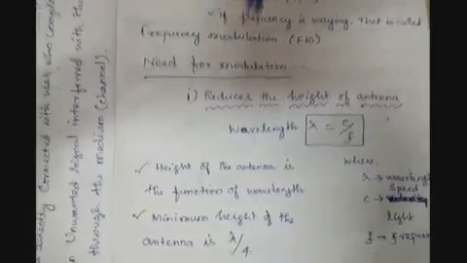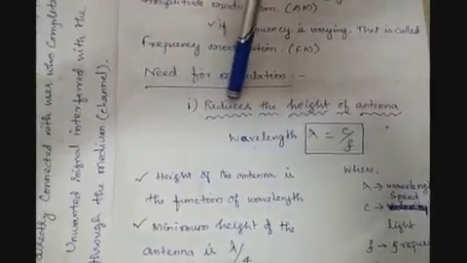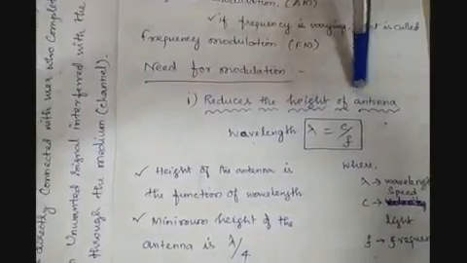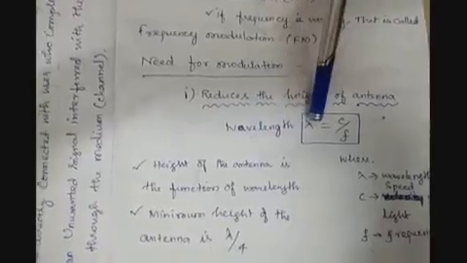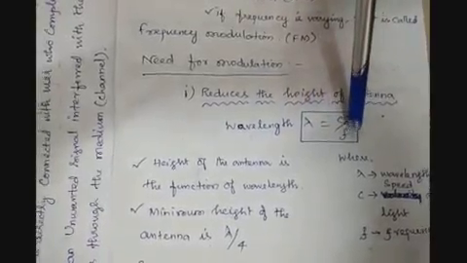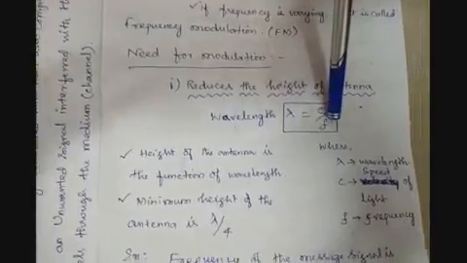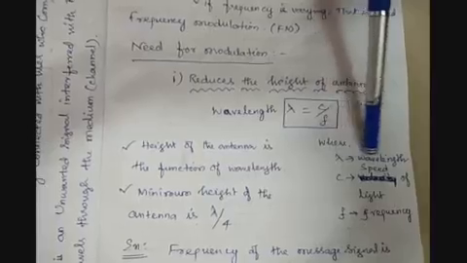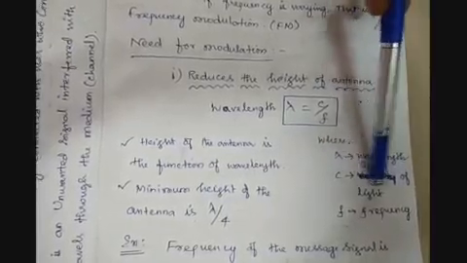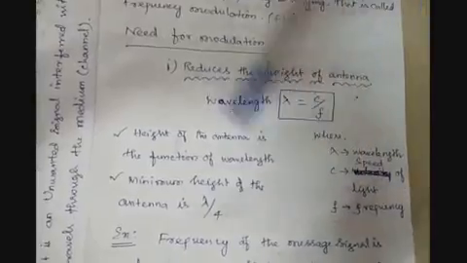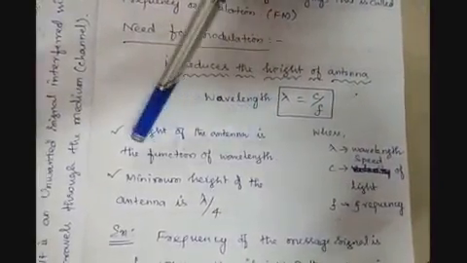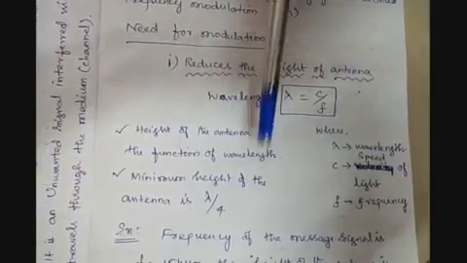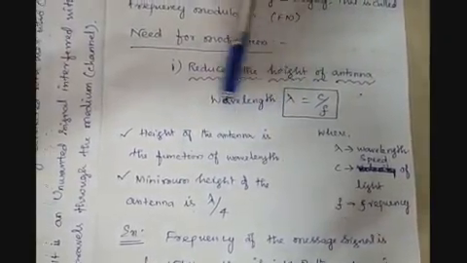Now we'll see why modulation is required. Need for modulation: the first reason is that it reduces the height of the antenna. Wavelength, we know, is lambda equal to c by f, where c is the speed of light and f is frequency. The height of the antenna is a function of the wavelength; it depends on the wavelength.